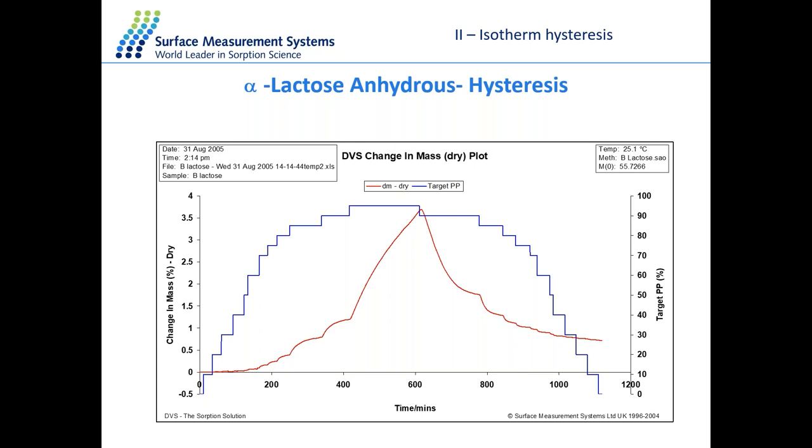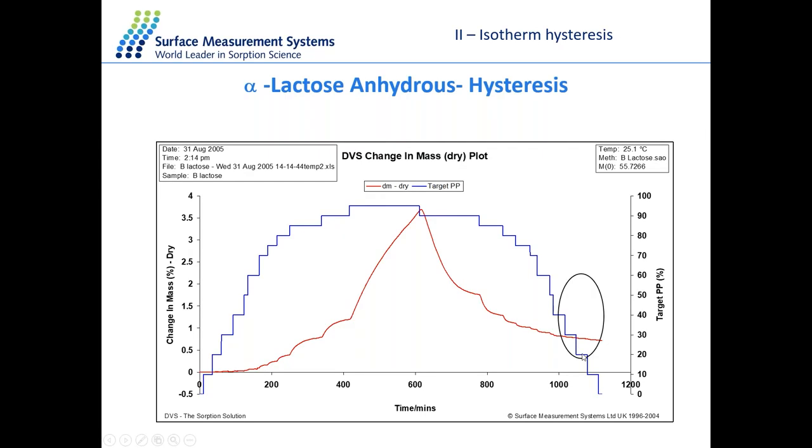We start from anhydrous lactose and we end up with a hydrate form of the lactose structure. We are starting from the anhydrous form over here. We are exposing it to water. It absorbs quite a bit of water, but it's very, very slow in the uptake. But one of the things that you see over here is the fact that we don't go back to the initial mass of the sample. The mass of the sample stays up at the end of the structure.